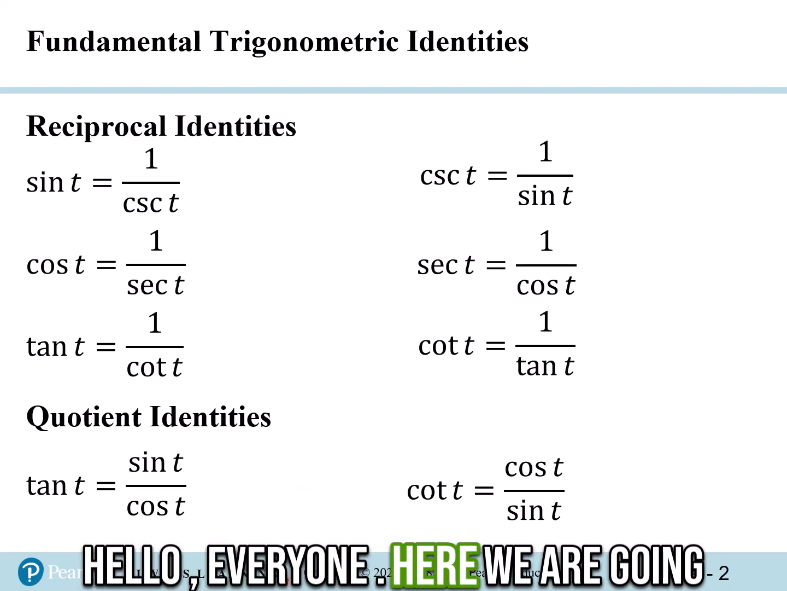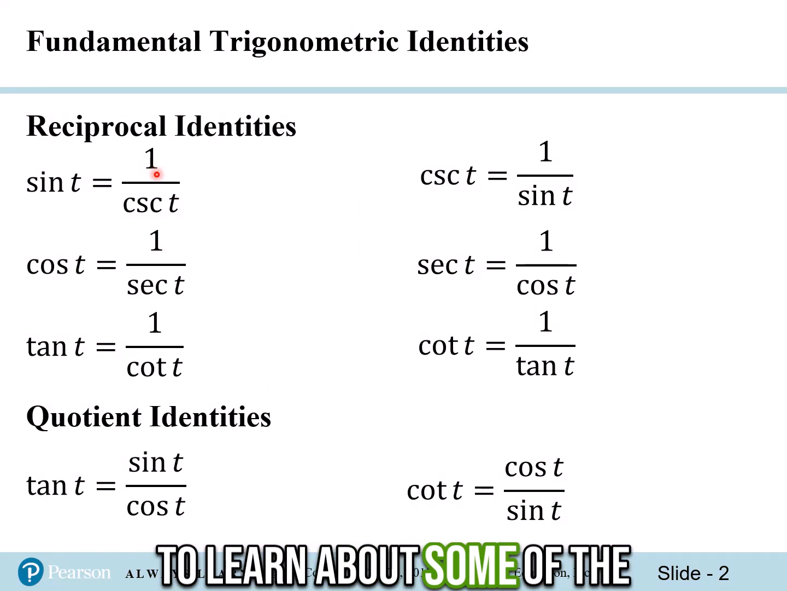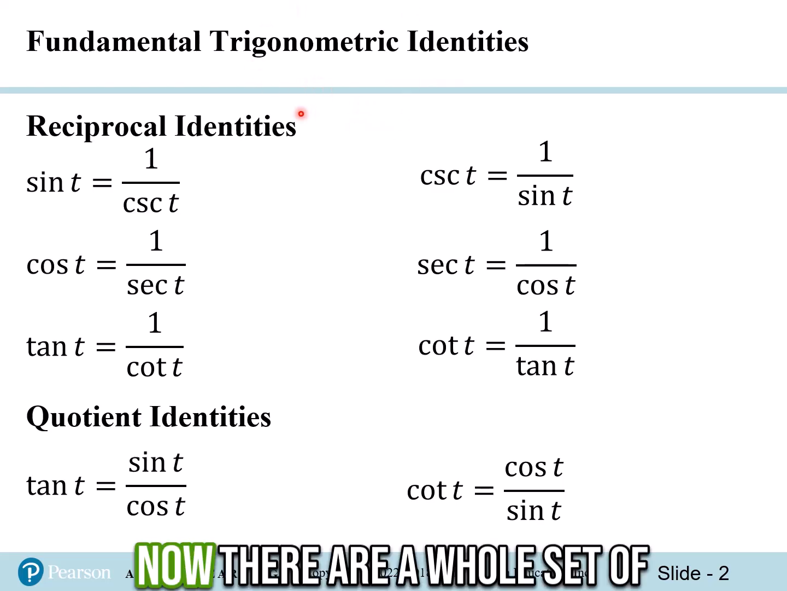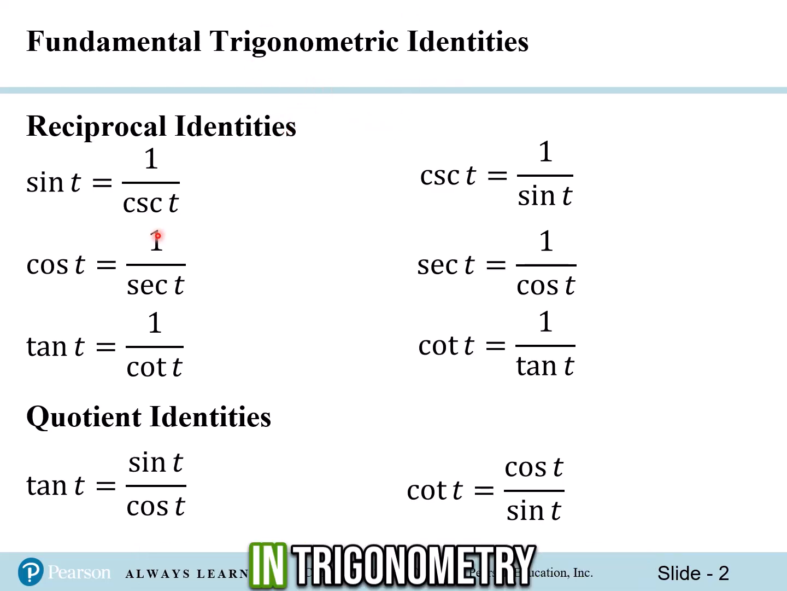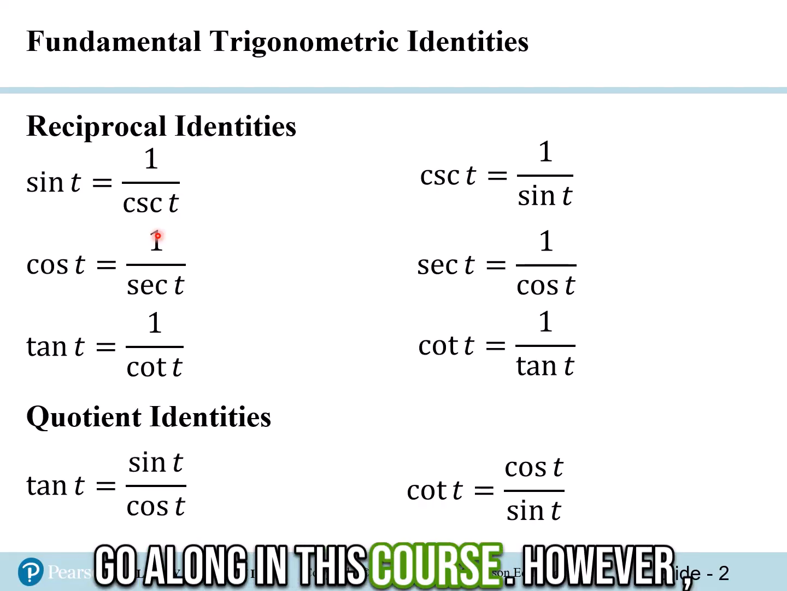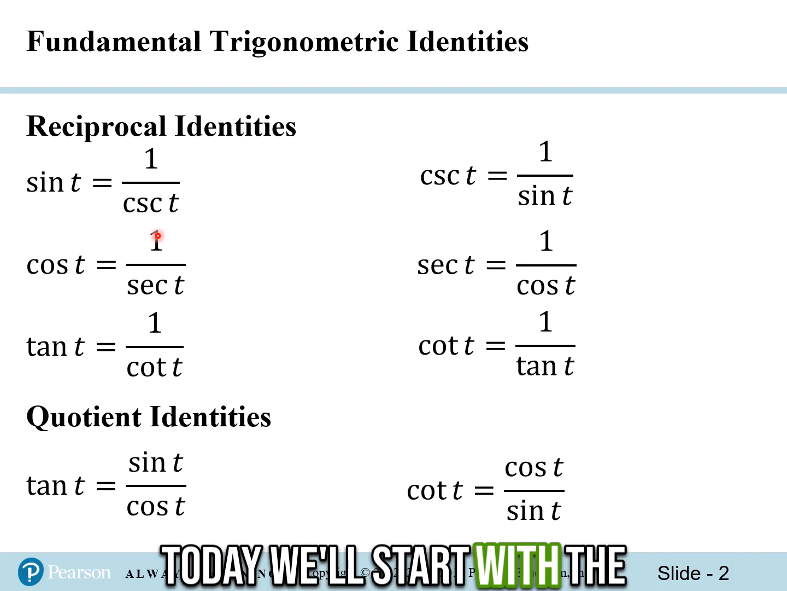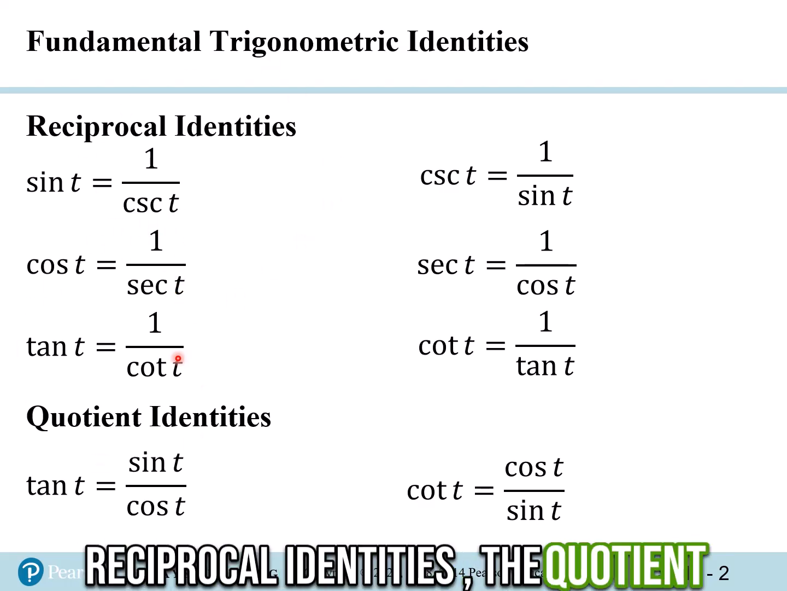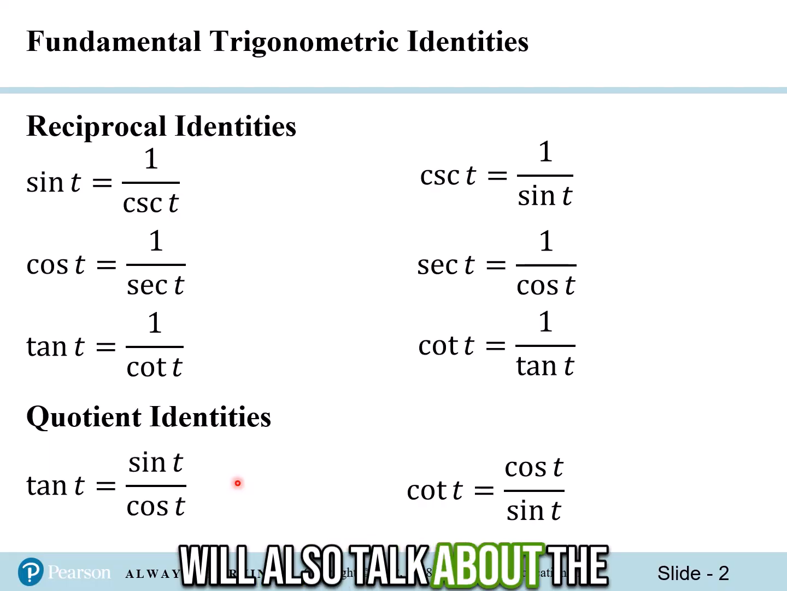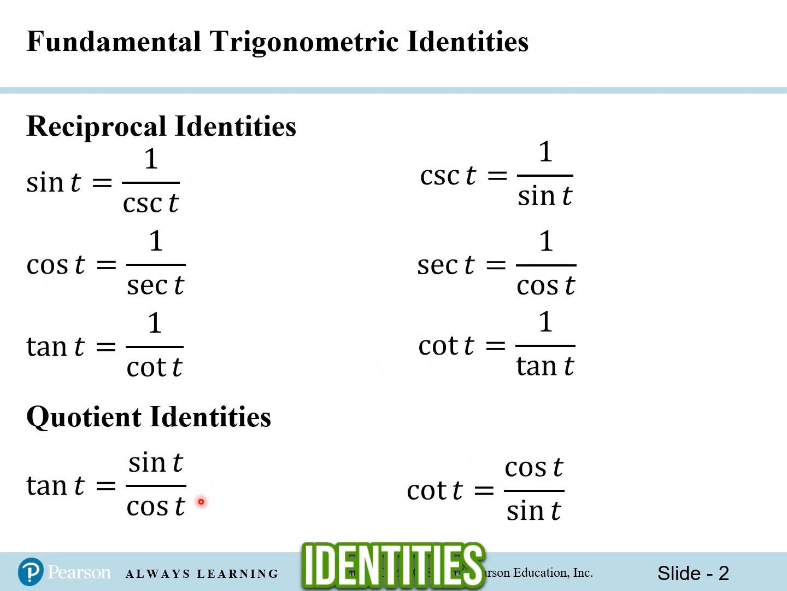Hello everyone. Here we are going to learn about some of the fundamental identities in trigonometry. Now there are a whole set of identities in trigonometry and we will learn about them as we go along in this course. However, today we'll start with the reciprocal identities, the quotient identities, and a few slides later we will also talk about the Pythagorean identities.